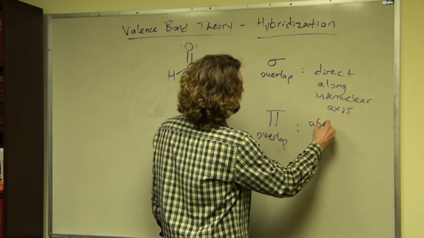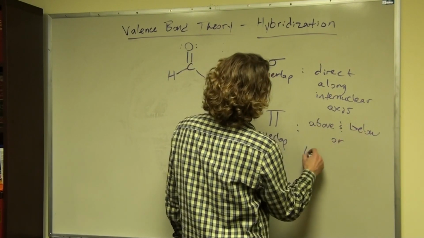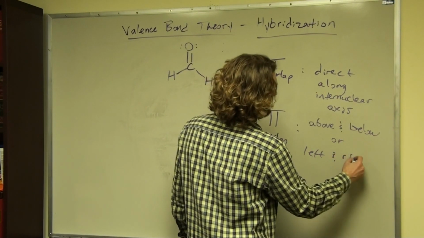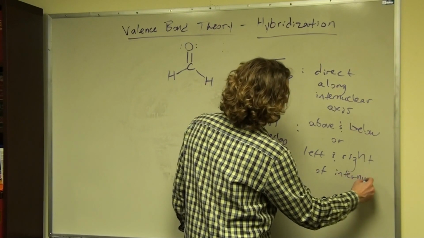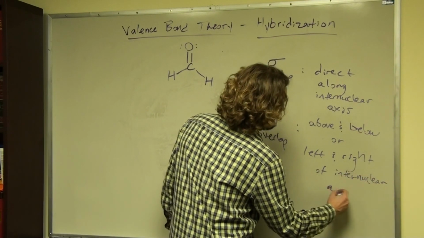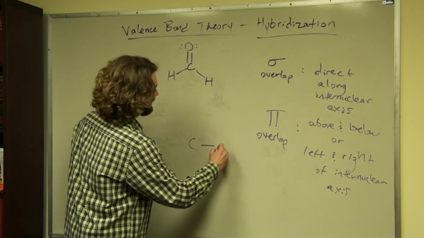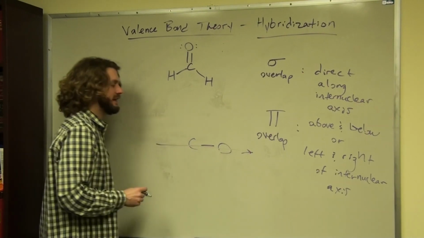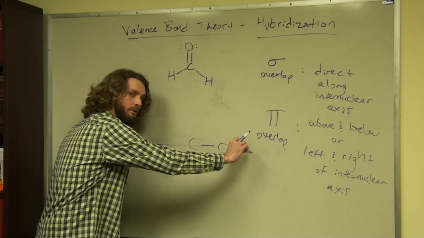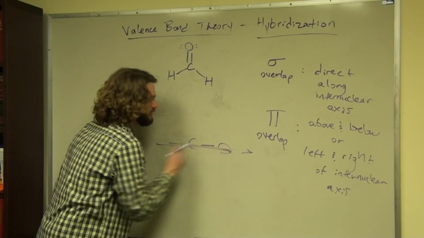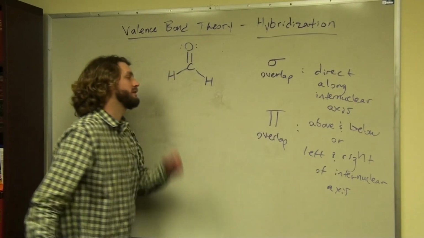This is above and below, or left and right of that internuclear axis. The way I like to think about the internuclear axis is you can pretend these atoms are apples, and you have an arrow going between and getting both. That arrow would be the internuclear axis, okay? So that's the styles of overlap that we're concerned with here.